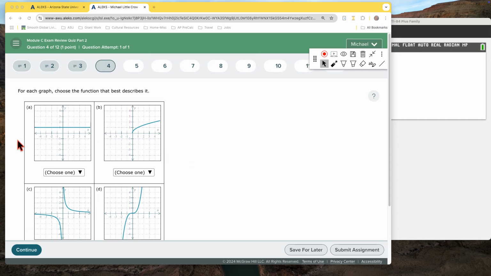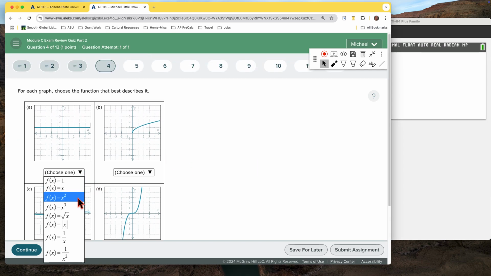We've got these four graphs, and we're supposed to match them with given equations. So hopefully you can see this one. It's a horizontal line, so the y is always the same value. f(x) = 1.